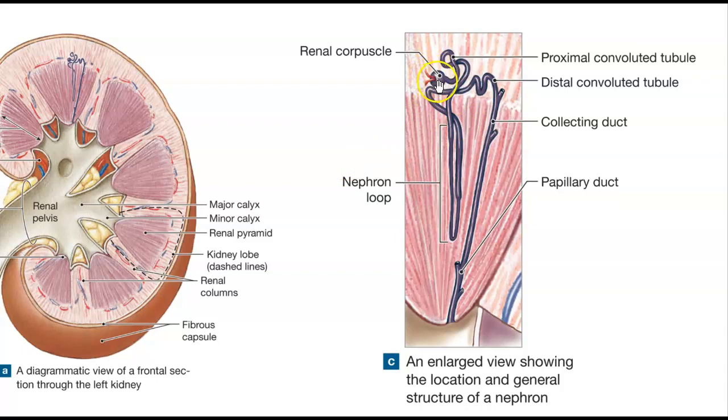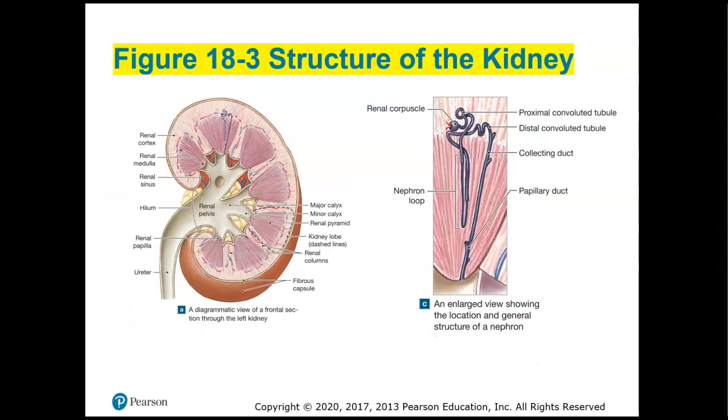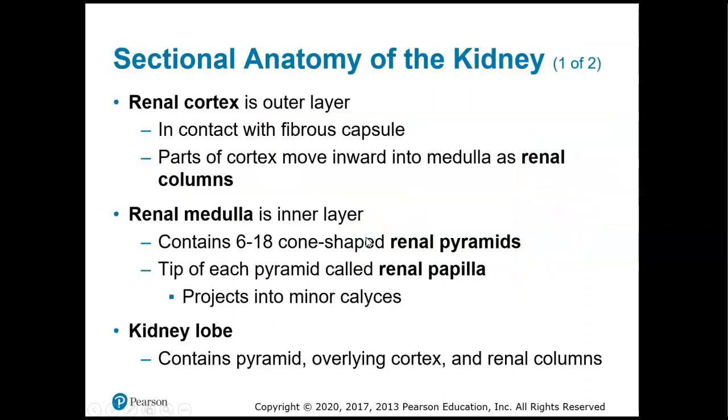And so here's the renal corpuscle, the PCT, the nephron loop, which extends down and then back up, and then forms into the DCT or distal convoluted tubule, the collecting duct, the papillary duct, and that empties into a minor calyx. So that's how the structure of the kidney works. We're going to go into a lot more detail about the nephrons and the blood supply.